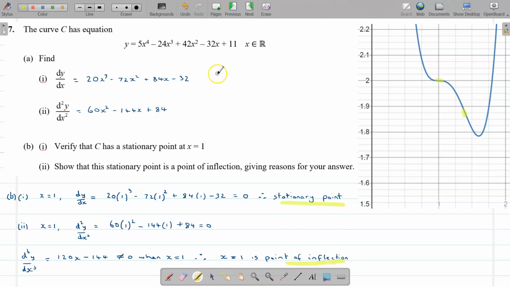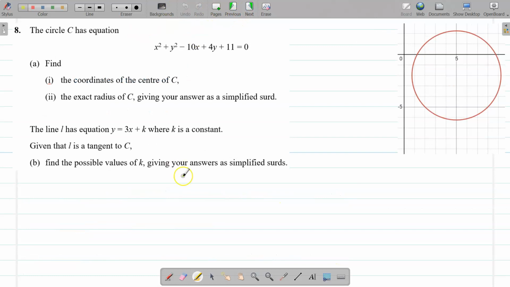Right, next question. Okay, we've got a circle. We have an equation there, and it says find the coordinates of the center and the exact radius. Now, you can draw it on the calculator and you can see where the center is. It's here, but you can't just write that down from what you see on the screen. So you need to show that it's the center by doing the completed square form of this.